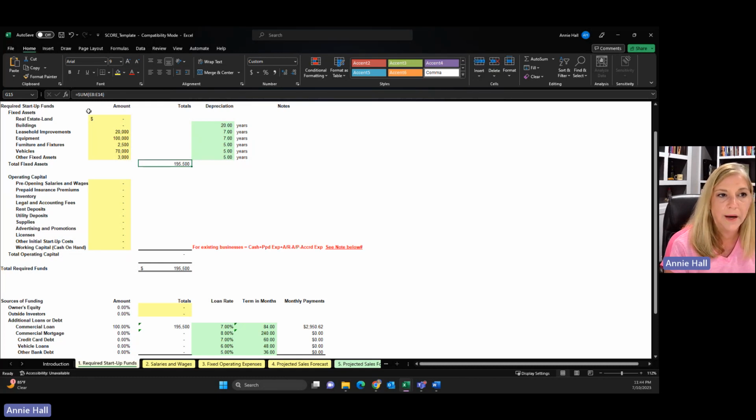So these are things we need to buy to get started, assets we're going to need. Then we also need to have some cash to just get started, right? So we may have some people that we need to hire before we actually sell anything, before we actually open. So for example, if you were going to hire someone to do your marketing, or if you were going to hire someone to maybe build out your space, as long as they're an employee, or begin working on widget designs or something like that.